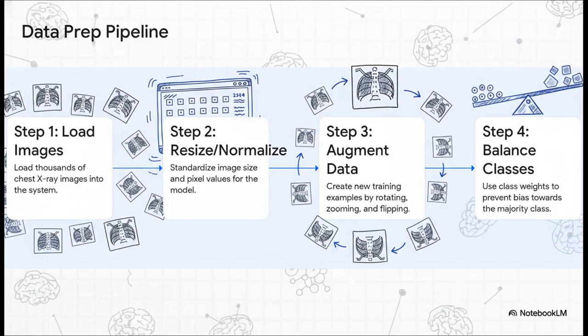This is the essential prep work, and it's super important. First up, thousands of X-ray images get loaded in. They all get resized and normalized so the model is looking at everything in a consistent way. Then comes a really clever step called data augmentation. We'll get to that in just a second. And finally, the classes get balanced, which basically keeps the model from getting biased if it sees, say, way more healthy X-rays than ones with pneumonia.